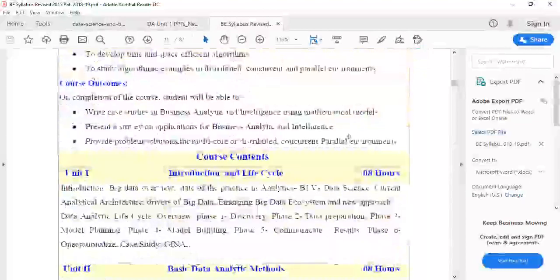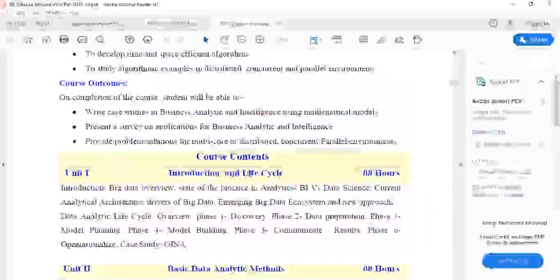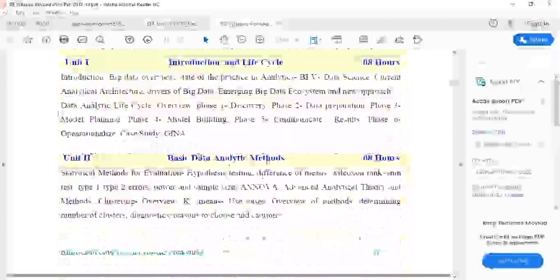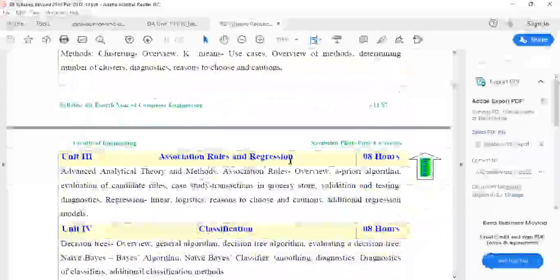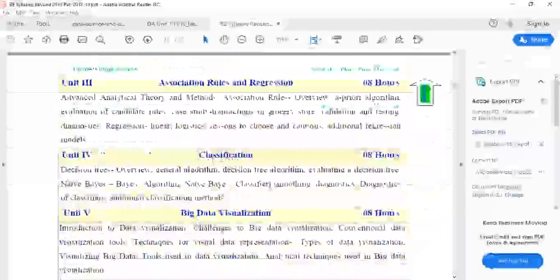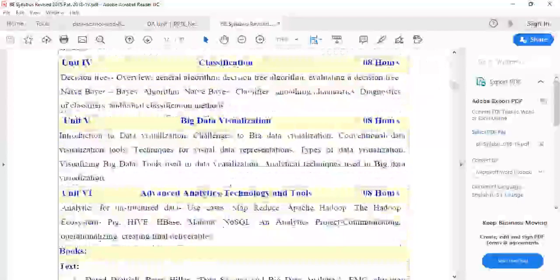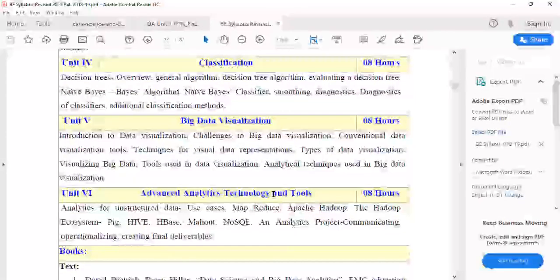This subject contains a total of 6 units. First unit is Introduction and Life Cycle. Second one is Basic Data Analytic Methods. Third unit is Association Rules and Regression. Fourth unit is Classification. Fifth unit is Big Data Visualization. Sixth unit is Advanced Analytic Technology and Tools. These are the total 6 units for data analytics.